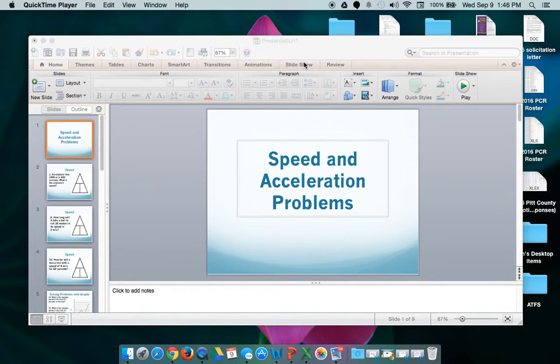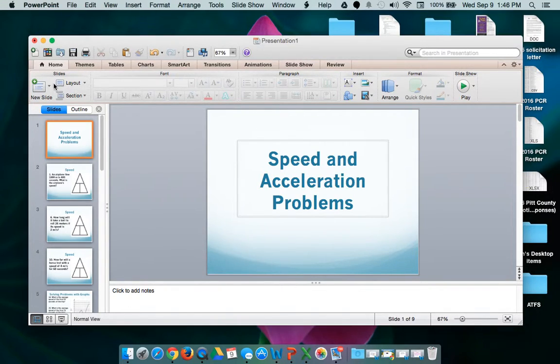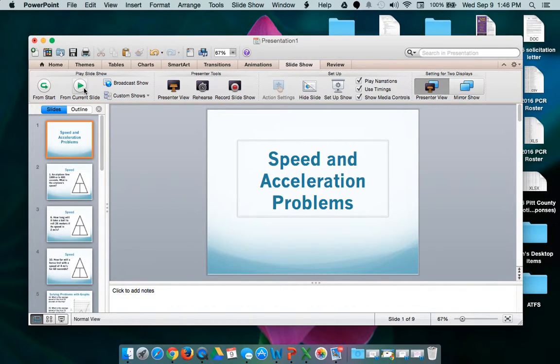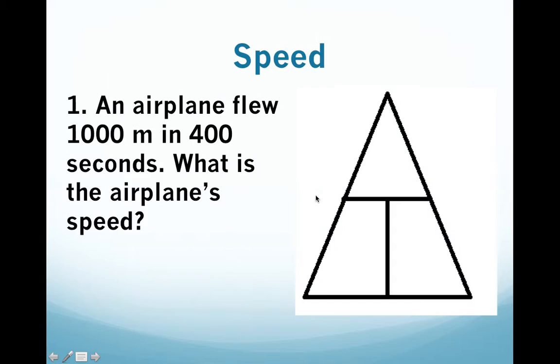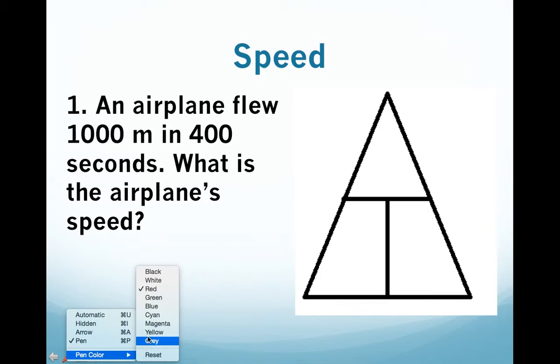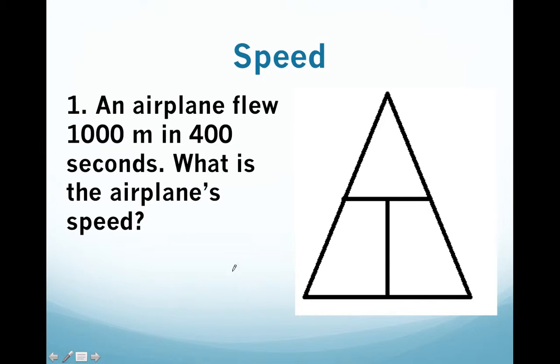to solve speed and acceleration problems. Okay, so let me get this up and running right here. So let's take a look at the very first problem that we have here. I'm going to get my pen up and running, and we're going to look at a pen color. So we got red here, that's perfect. So basically I'm going to circle elements that are in this particular problem.